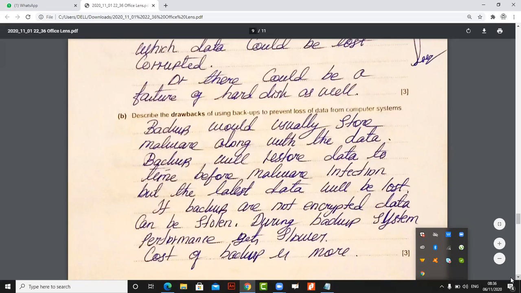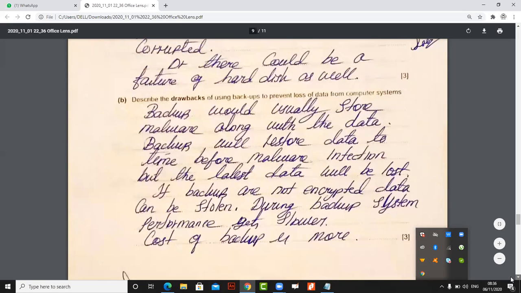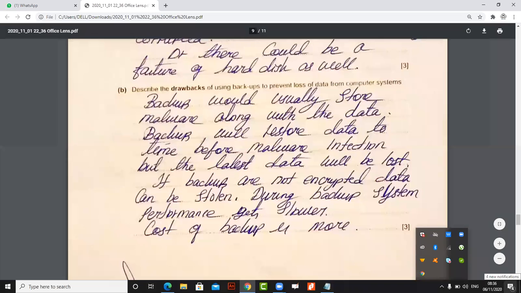ओके, उससे ऑब्वियसली हर बार नहीं हो सकते, और जिस टाइम से पहले बैकअप नहीं लिया होगा तो ऑब्वियसली उसका डाटा खराब हो सकता है. So restore data का एक टाइम होता है, उससे पहले का डाटा चला जाएगा. और क्या हो सकता है, if backups are not encrypted data can be stolen. During backup system performance gets slower. जब भी आप बैकअप ले रहे होते हो उस टाइम पे ऑब्वियसली सिस्टम स्लो हो जाता है, so you need to do it after the office hours, so that's another disadvantage of taking backups.